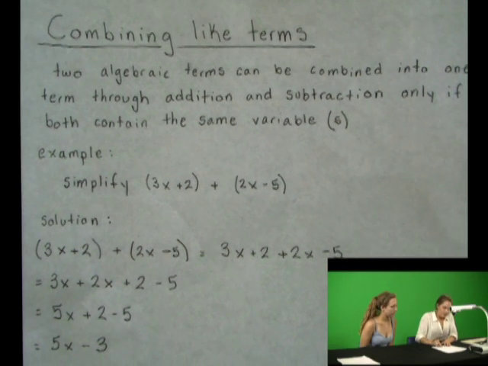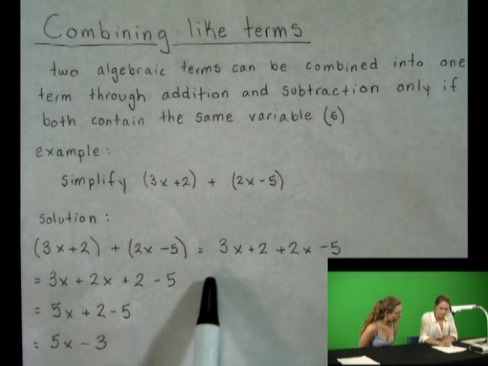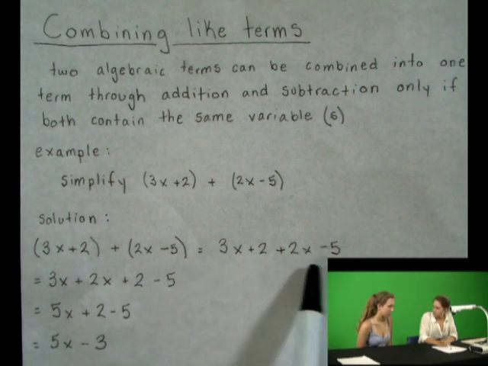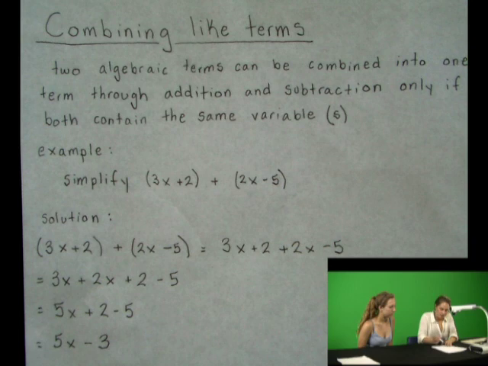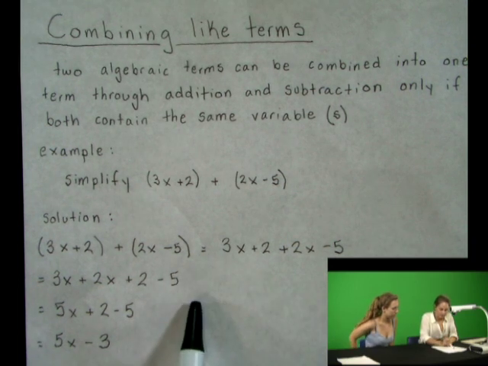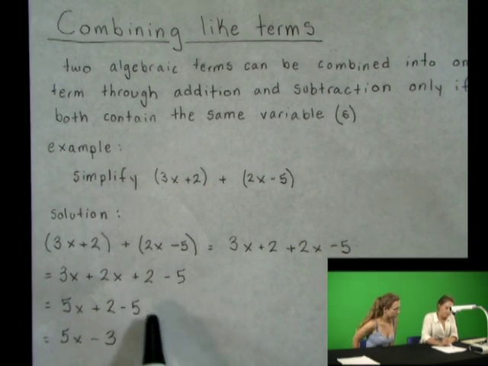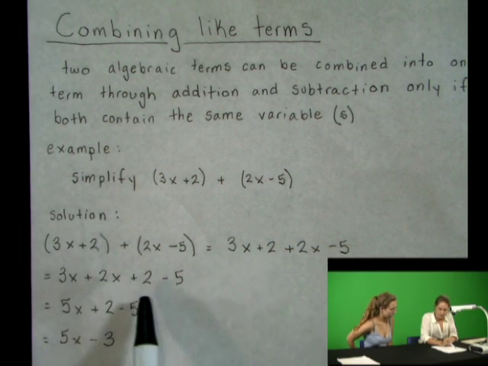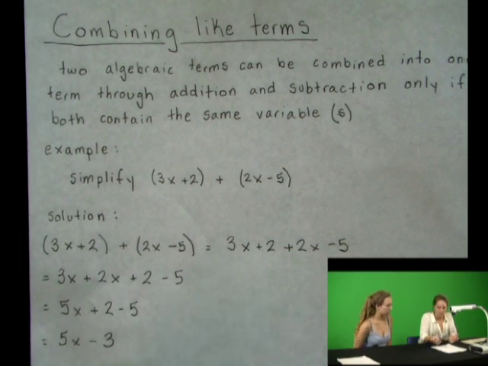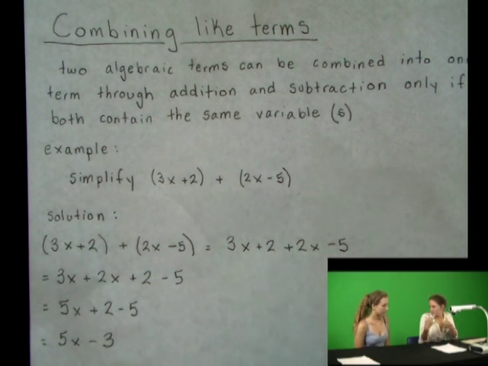So our first step, all we're going to do is just remove the parentheses. Same equation, we just take away the parentheses. And then for our second step, all we're going to do is put the two terms with x next to each other and then the two terms without x next to each other. It's just making everything more organized so you don't get confused.